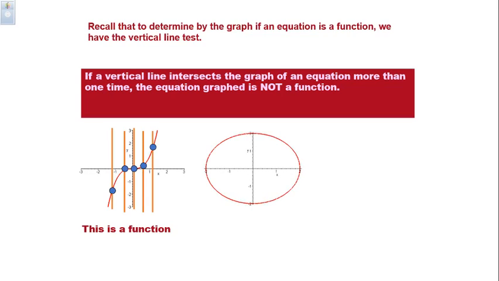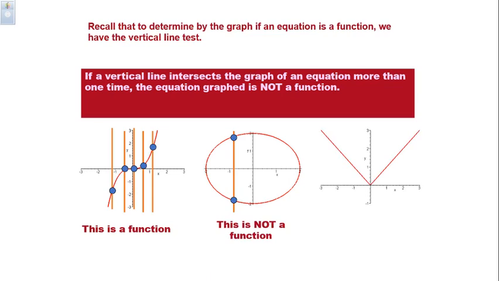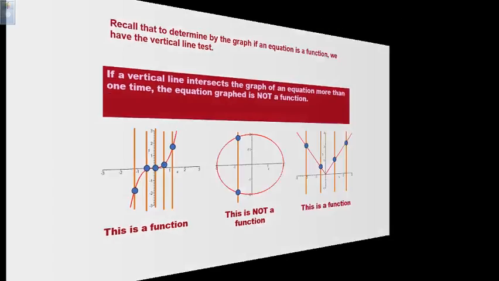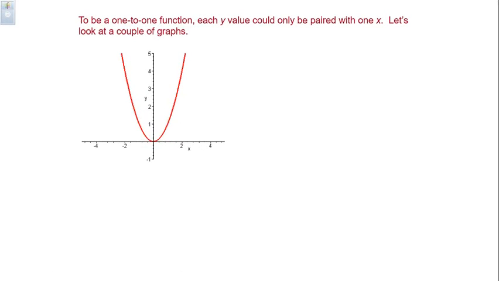This circle, which doesn't look quite like a circle because the scales of the x and y axes are different, is not a function because it fails the vertical line test. And this absolute value graph is a function because it does pass the vertical line test. So the first graph and the last graph are functions. Now the question we want to determine is, are these one-to-one functions?